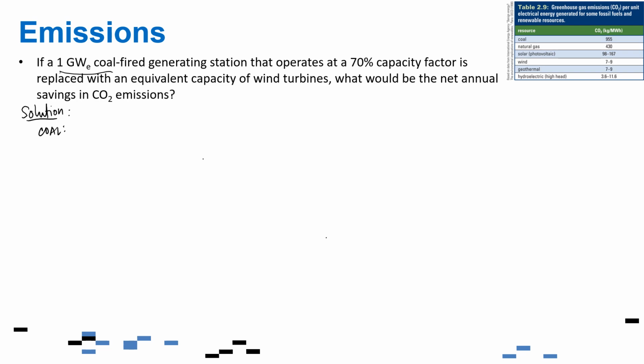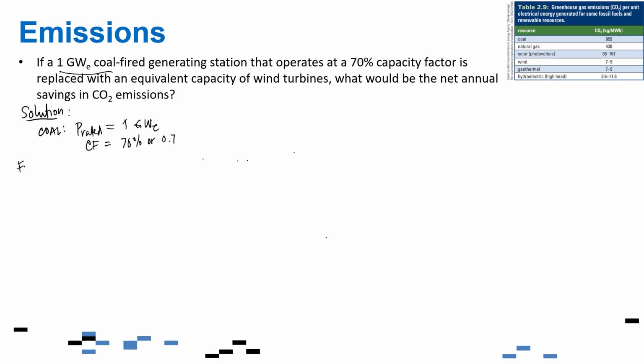So 1 gigawatt is the, what is that? That is the rated power. Okay, that is the maximum power that the coal power plant can produce. So that's 1 gigawatt of electricity. And the capacity factor was also given for coal. So that is 70% or 0.7.